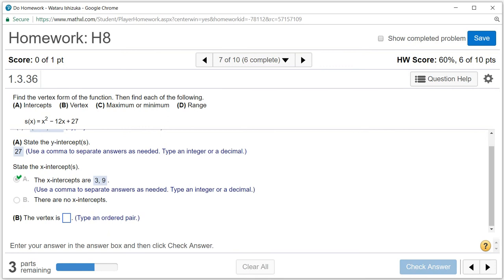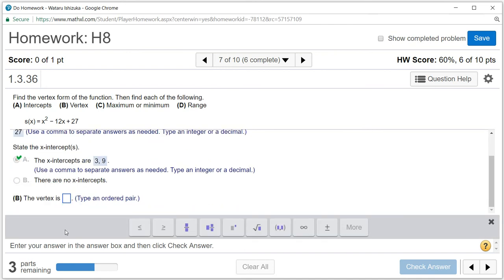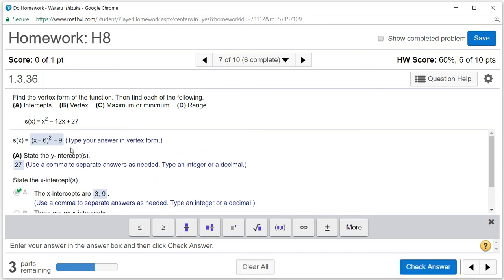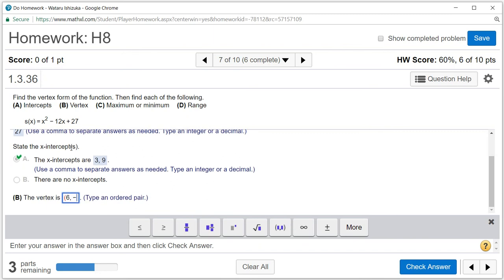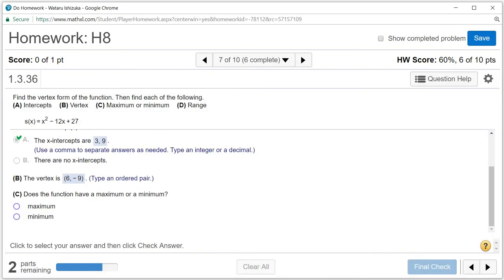Vertex: you're looking at the vertex form, so you have x minus 6. So the vertex x-coordinate is positive 6, and then a comma, and a minus 9 at the end. So it's going to be negative 9. Let's check the answer. We got that. Does the function have a maximum or minimum?